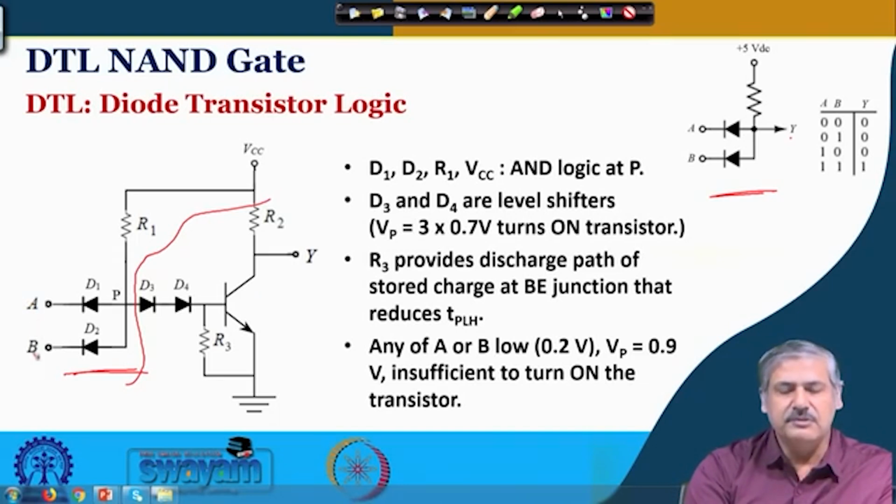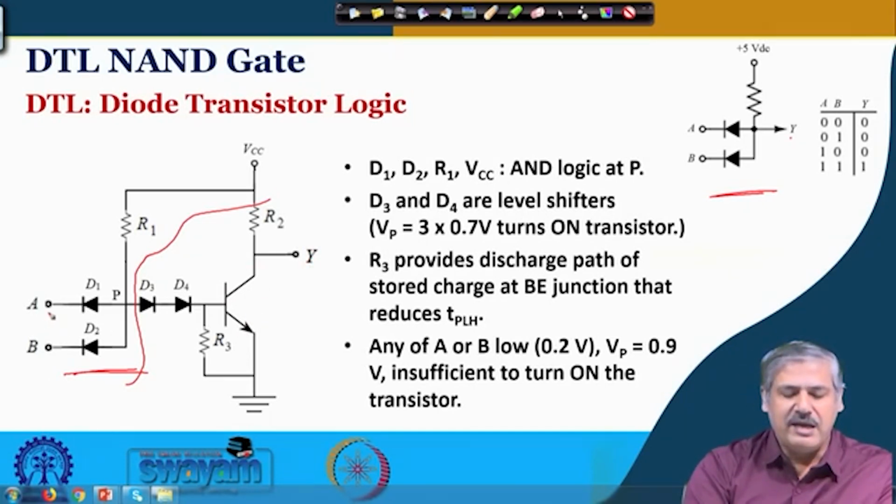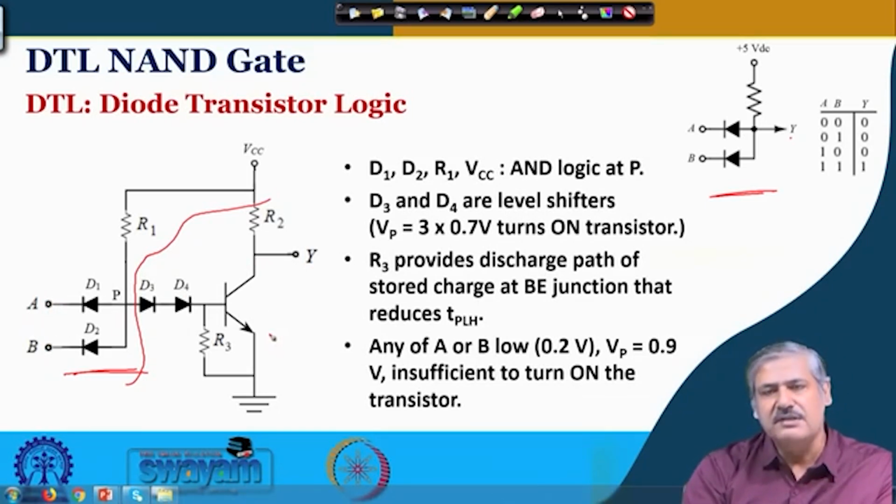So, if any of these is low, meaning the voltage available over here is low, with a similar circuit connected before, something like this, then low means 0.2 volt or so over here. So, 0.2 and a diode drop there, 0.7, so 0.9 volt is available here, which is not sufficient to turn this on. So, if any one of them is low, this transistor is off and the output will be high. And when both of them are high, then only the transistor is on and the output is low.